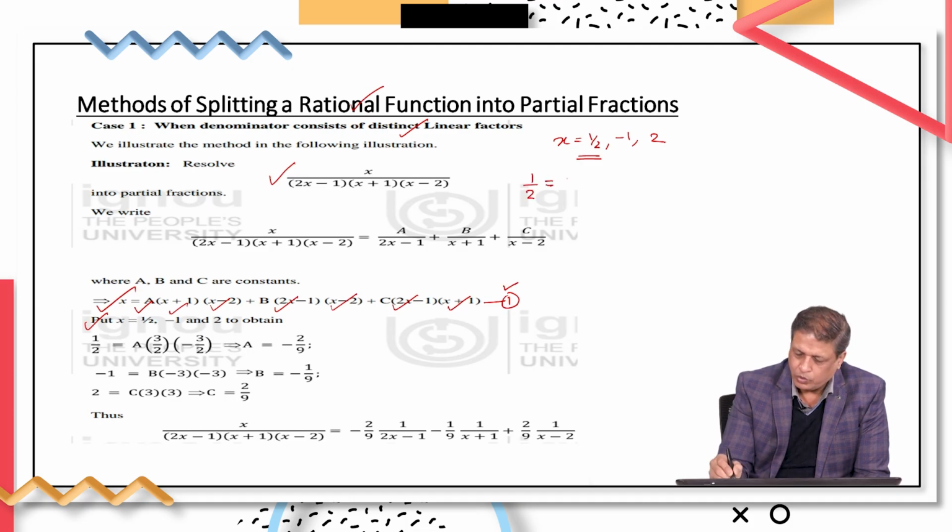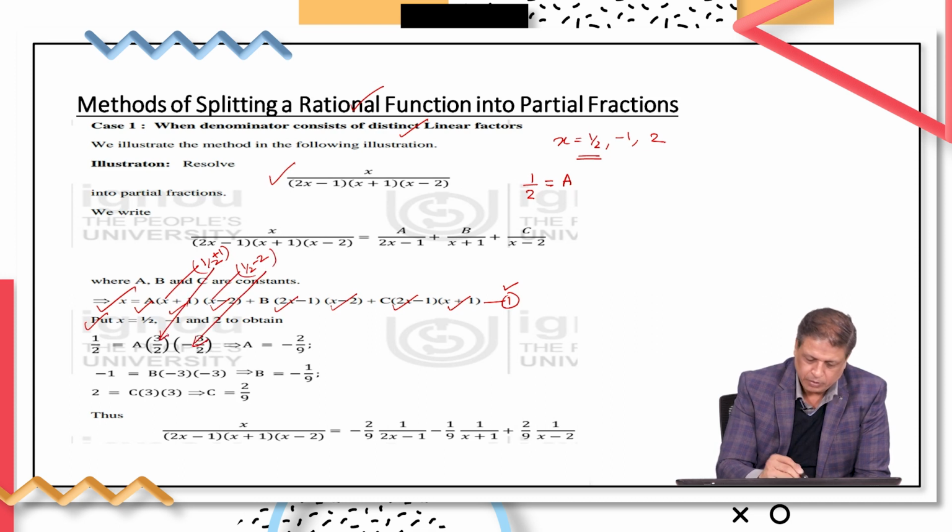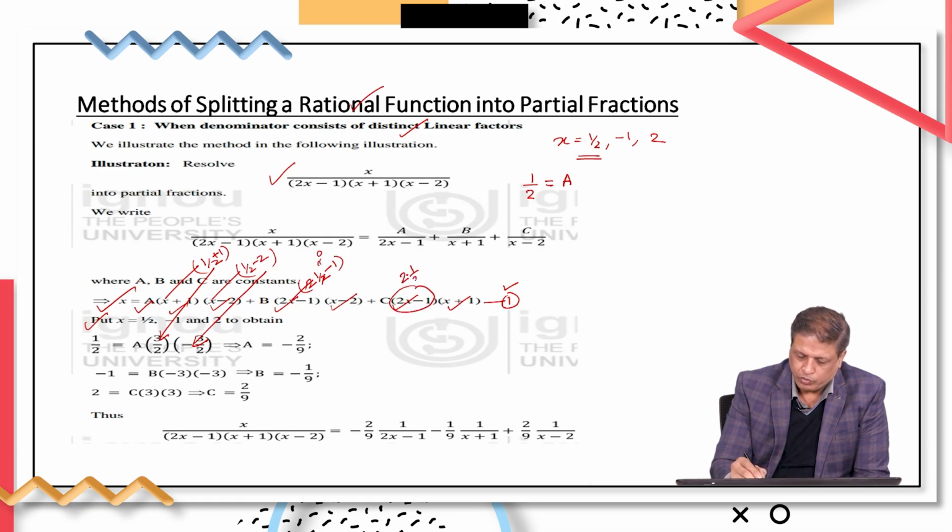Substituting x is equal to 1 by 2 in this expression, that is equation number 1, you will get 1 by 2 equal to A into, substituting 1 by 2, 1 plus 1 by 2 is 3 by 2 and 1 by 2 minus 2 is minus 3 by 2. So, this turns out to be minus 3 by 2 and this turns out to be 3 by 2. Remaining all the values, substituting 1 by 2 over here, 2 into 1 by 2, 2 will cancel out and minus 1, so this turns out to be 0. Similarly, this 2x minus 1, substituting 1 by 2, 2 into 1 by 2 minus 1, turns out to be 0.